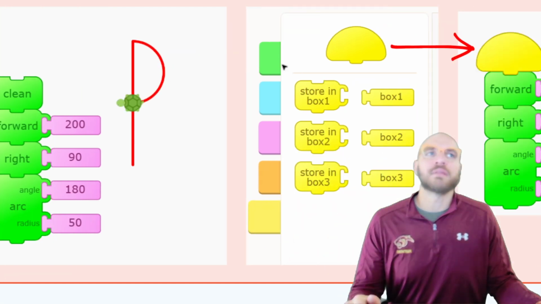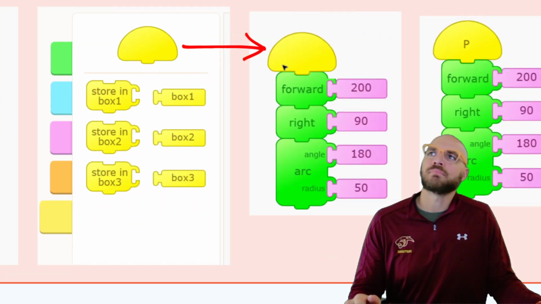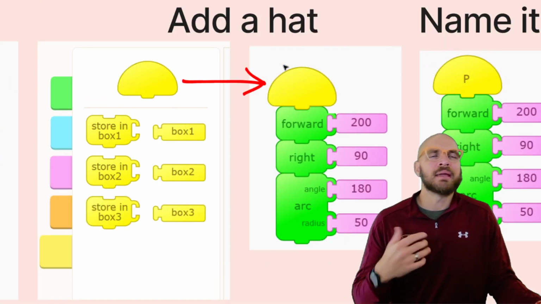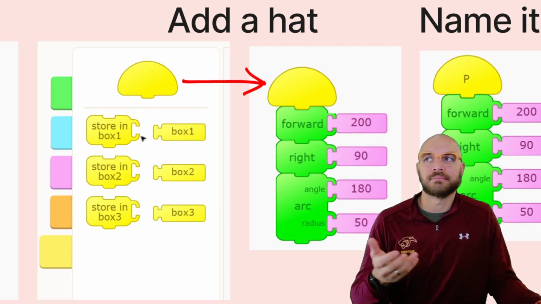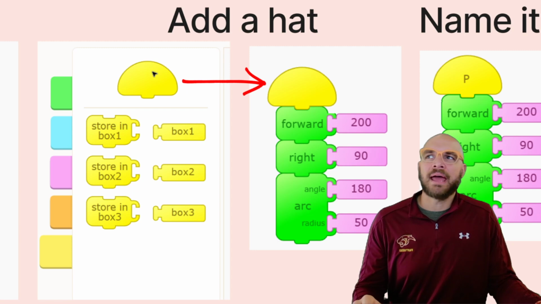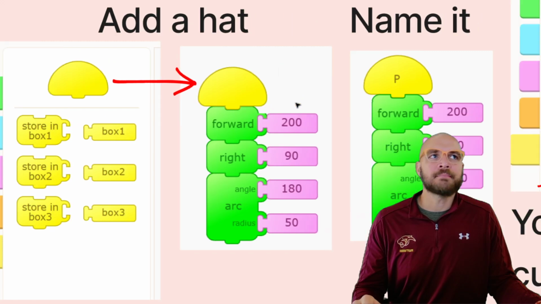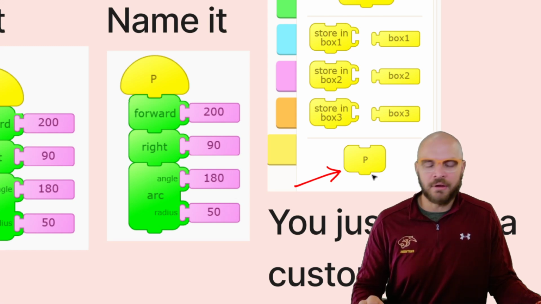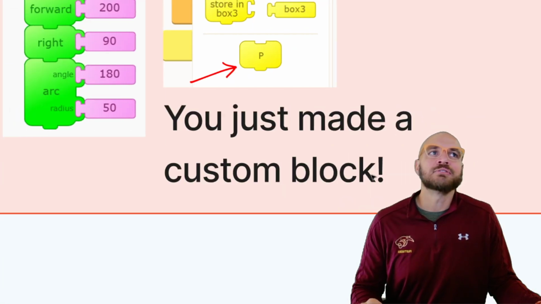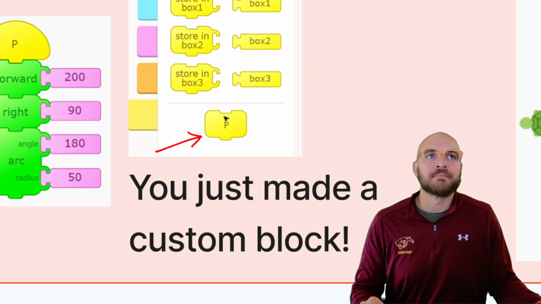Now, if we're going to do something with that, make it so that that P shape is something we can call up. We're going to add this little hat thing. It's in the yellow tab. Put that on top. Here it is. And when you type a P into that shape, now you have a brand new block that's called P. And you just made a custom block that you can pull into your code and use at any point you want.